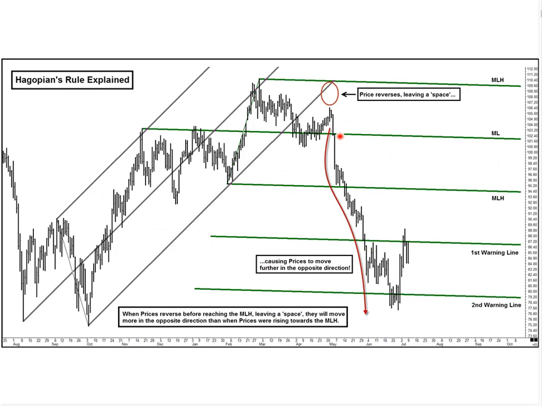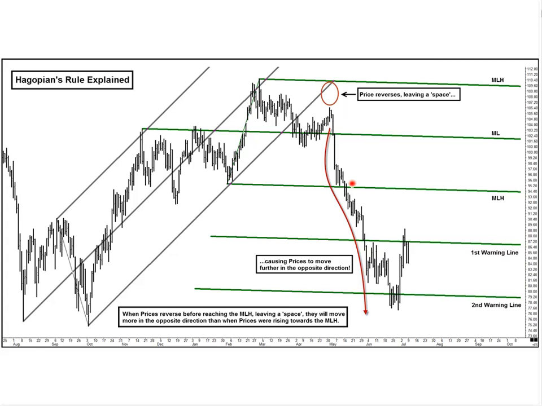Look at price sprint to the downside off of this failure. Price reverses, leaving a space, which causes price to move further in the opposite direction. This is Hagopian's rule. Not only did we get through the median line, we got through the lower parallel.